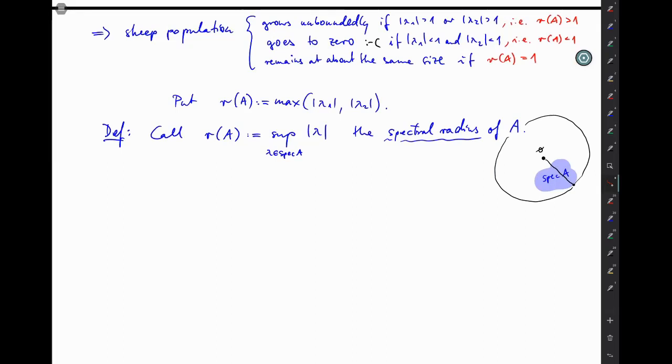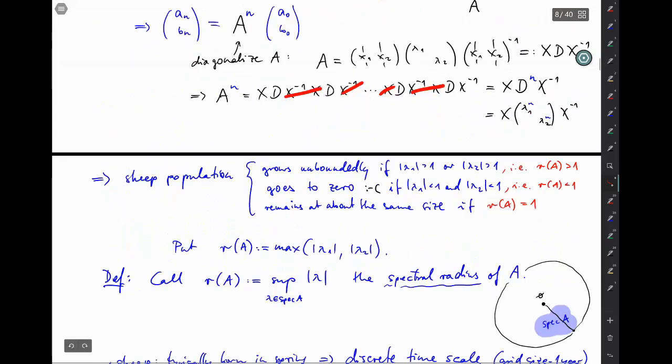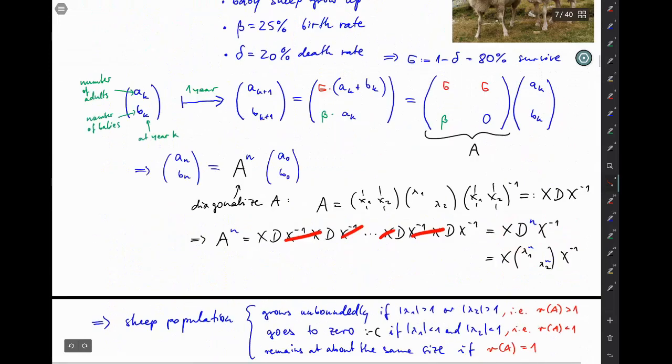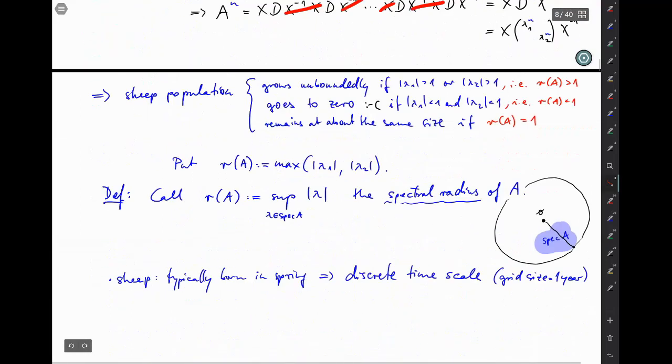Well, sheep babies are typically born in spring, which suggests this discrete time scale where the grid size is 1 year. And you could see that in our computations here, when n and k were only integers. So we didn't talk about the size of our population at about 1.3 years or something. We only spoke about 1, 2, 3, 4, 5, and so on. Okay.